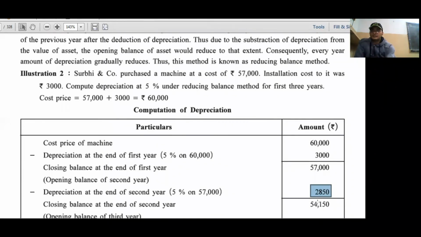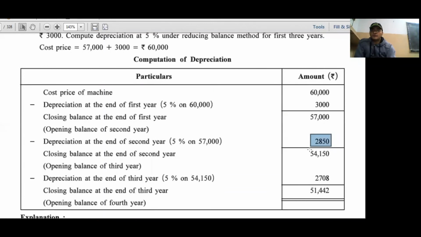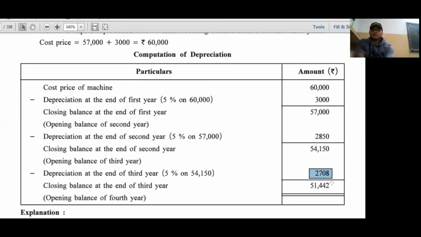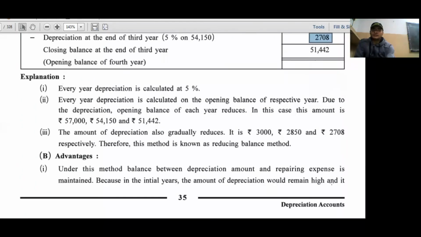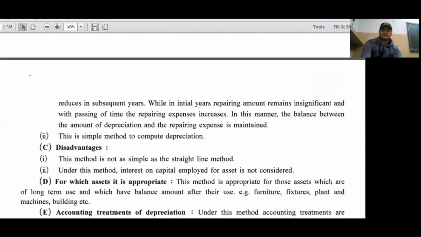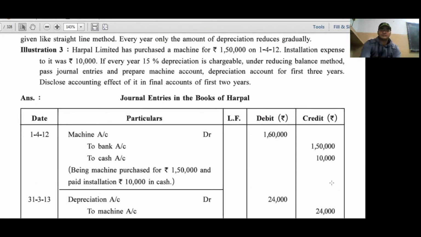Now for the third year, the difference comes to 54,150 and depreciation is 2,708. If I am deducting this, then my net answer is 51,442. So you can see that first year depreciation is 3,000, second year depreciation is 2,850, and third year depreciation is 2,708. Meaning depreciation values are changing from time to time. Okay, so this is called written down value, that is WDV.